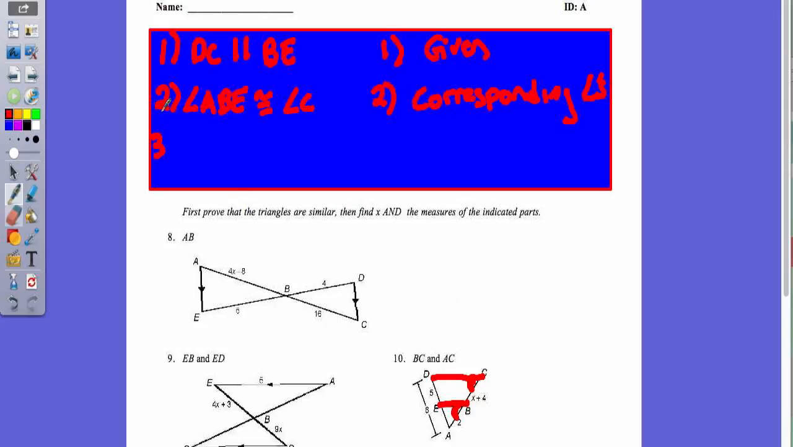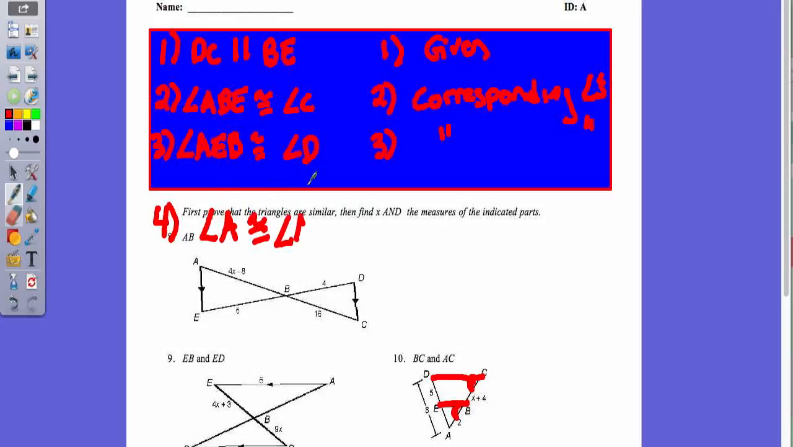Could I also have said angle AEB is congruent to angle D by corresponding angles, correct? Now, what's the third pair of congruent angles I could have said? The both angles A, angle CAD. I would actually just say A to A. Angle A is congruent to angle A by what property? Reflexive.